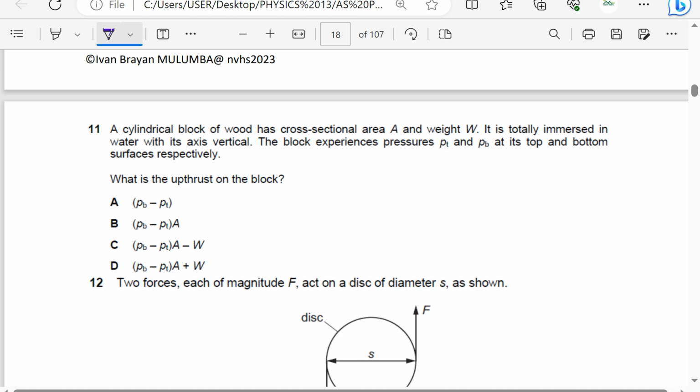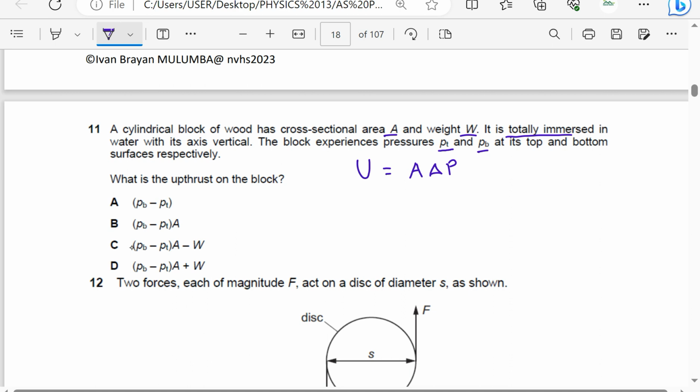A cylindrical block of wood has cross-sectional area A and weight W. It is totally immersed in water with its axis vertical. The block experiences pressure P_T and P_B at its top and bottom surfaces respectively. What's the upthrust? I've been saying upthrust is given by cross-sectional area times difference in pressure.